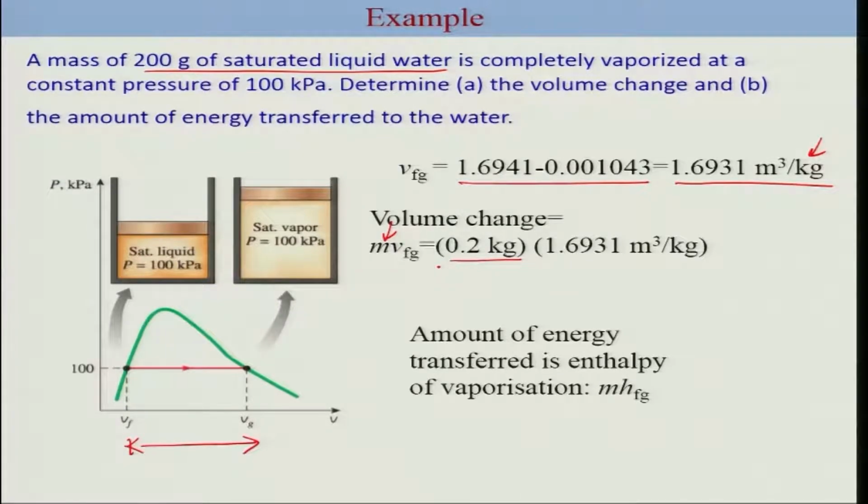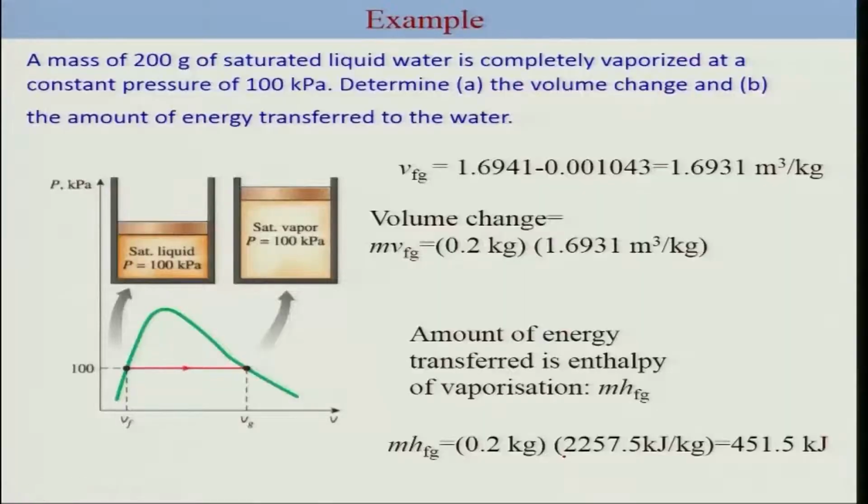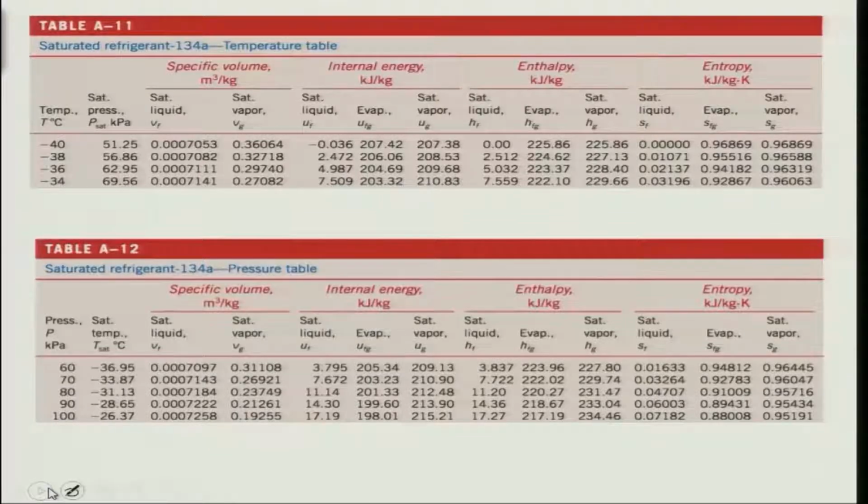What about the amount of energy transferred? On a similar line, you can first find the hfg, and then you multiply by mass. Let's look again at the table here. For the corresponding 100 kilopascal, the hfg is given already. This is the evaporation enthalpy, and the value is already given to you. So we just take the value, multiply again by mass, and we get the total amount of energy transferred to the system in order to vaporize. As we already discussed in the last lecture, there are other fluid tables available, that is for saturated refrigerant.